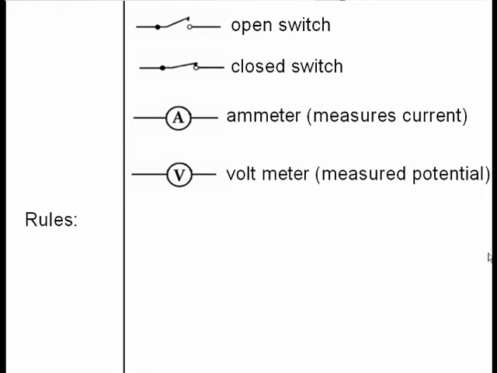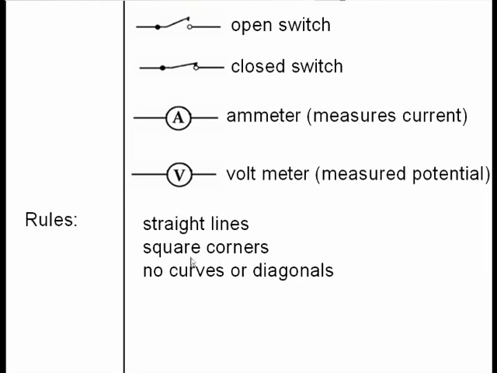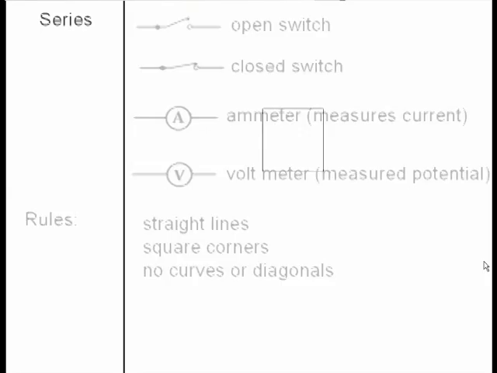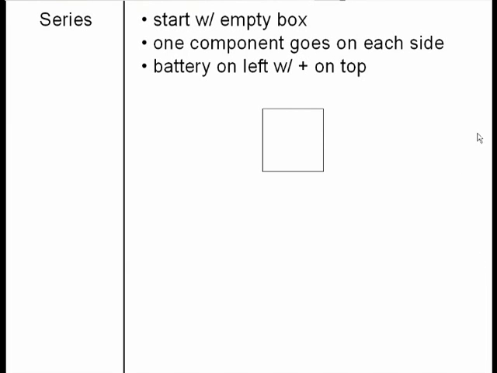All right, rules for drawing our circuits. We need to have straight lines only, square corners only, no curved lines, no diagonal lines. So our first circuit would be a series circuit. We're going to start with an empty box, and each component goes on one side of the box. We usually put the battery on the left side with the positive at the top, and then we try to put one component on each side, so we'll just do two light bulbs here, and then your last side will just be a wire. So we have straight lines, square corners.